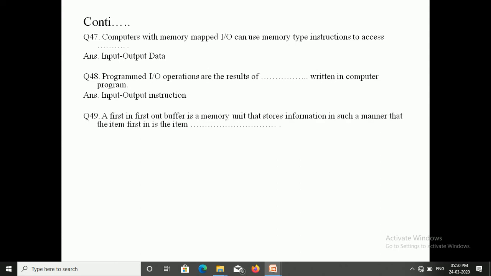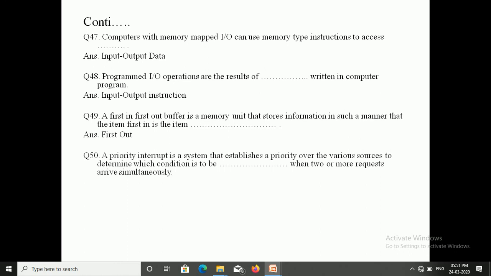Next, question 49. A first in first out buffer is a memory unit that stores information in such a manner that the item first in is the item first out. In case of a register, if we are using the register memory, the contents are served on a first in first out basis, but in case of a stack we follow the principle of last in first out.